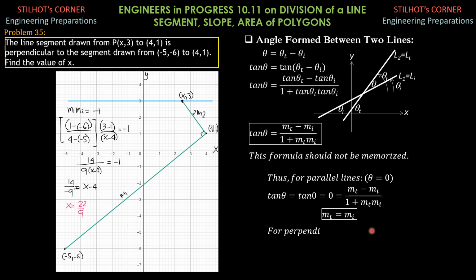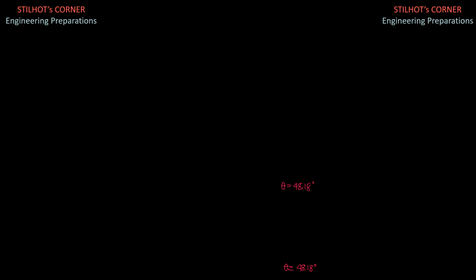Then for perpendicular lines, tangent of 90 is undefined. This will only be undefined if the denominator is 0. So that means we have to equate the denominator to 0. So for perpendicular lines, the product of their slopes is -1. That's it for the angle formed between two lines. For parallel lines, the condition is equal slopes. For perpendicular lines, the product of the slopes is -1.